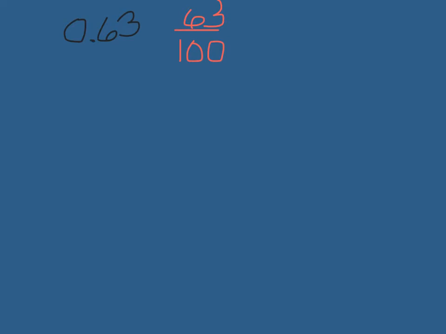We can also tell what our denominator is going to be by counting the decimal places. We have 2 places after the decimal, which means we would need to have 2 zeros down here. So that's another way of figuring that out.